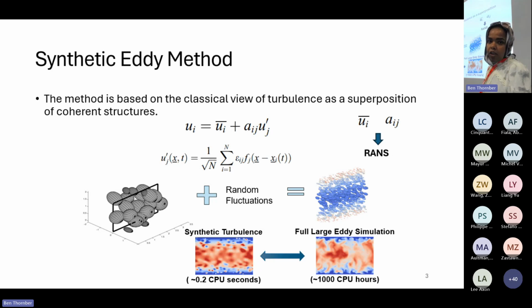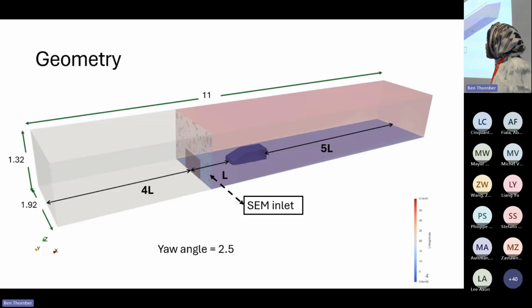So now we're going to apply this synthetic eddy method closer to the body. Here we see the full geometry that we've used, typical of the virtual wind tunnel, which extends 5 body lengths upstream of the body and 5 body lengths downstream, with the same cross section as the wind tunnel. For the case with synthetic turbulence, we place the synthetic turbulence just one body length upstream of the body, so we're reducing the computational domain.